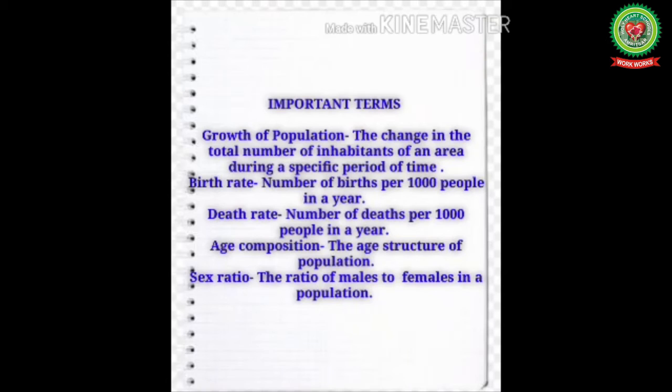Before we start, let's discuss the important terms of the topic. Number 1 is growth of population: the change in the total number of inhabitants of an area during a specific period of time. Second is birth rate: number of births per thousand people in a year. Death rate: number of deaths per thousand people in a year. Age composition: the age structure of population. Sex ratio: the ratio of males to females in a population.